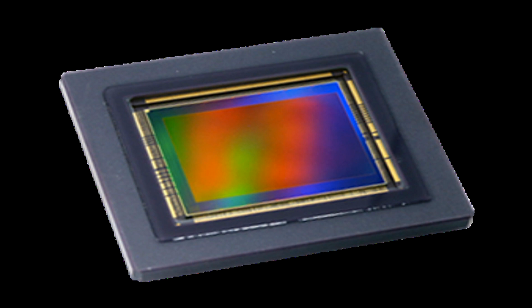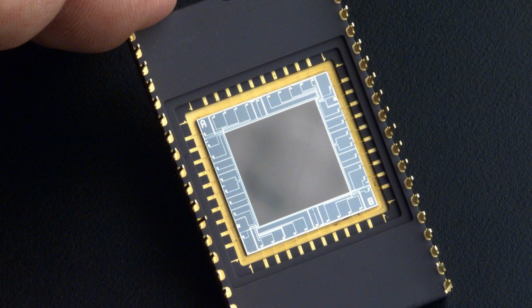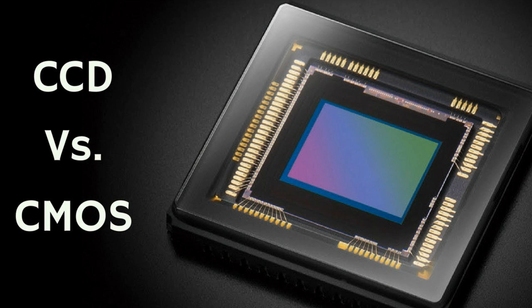differs from CMOS sensors. CCD, charge-coupled device, sensors were once the standard image sensors in digital cameras, but have now been largely overtaken by CMOS sensors.